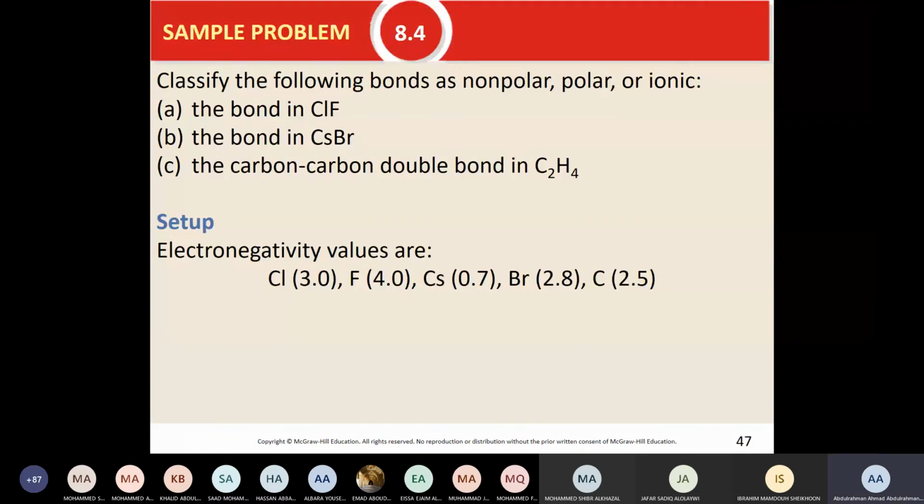Good. Now, let me tell you the other things. Now, we have 3 types of bonds. We have covalent, and we have polar covalent, and we have ionic.